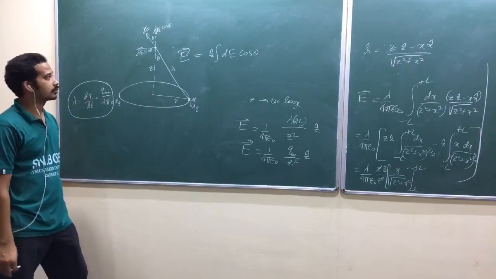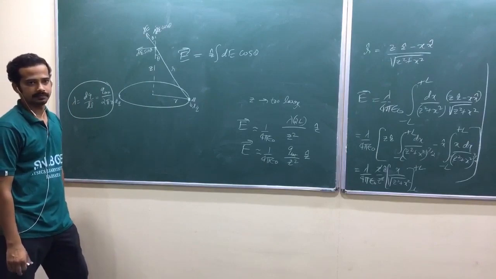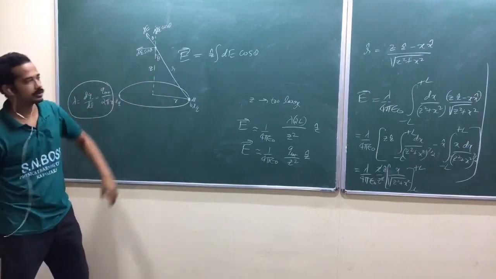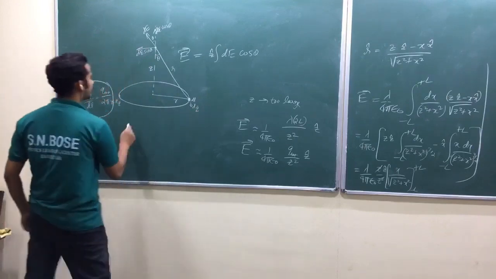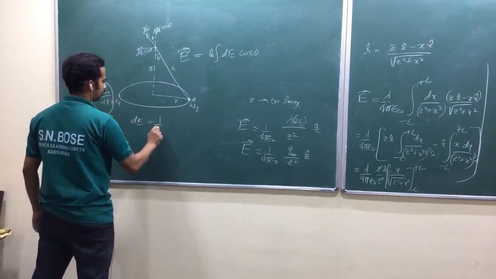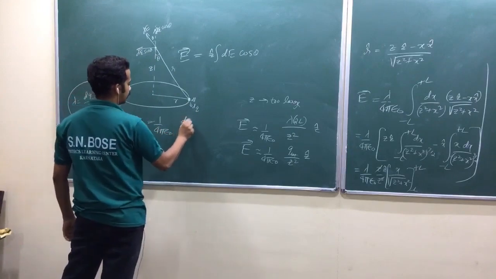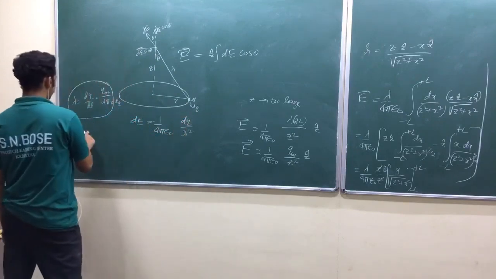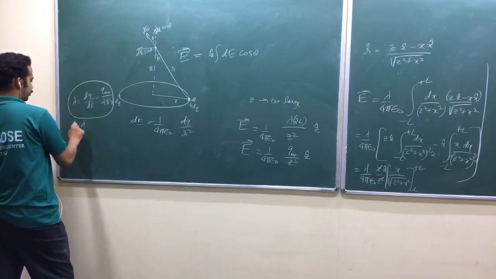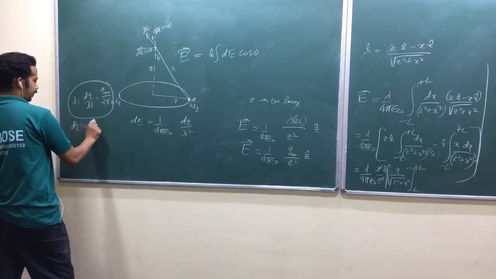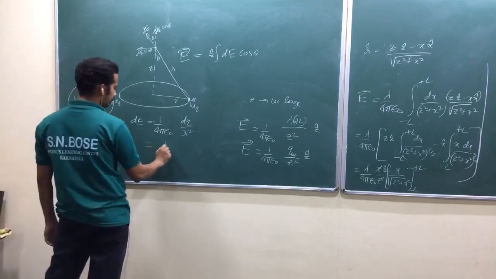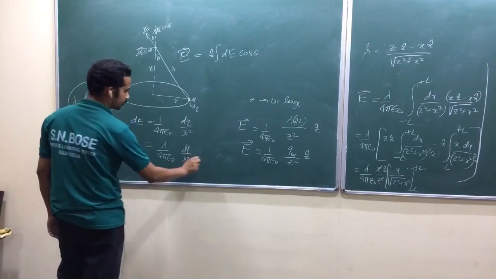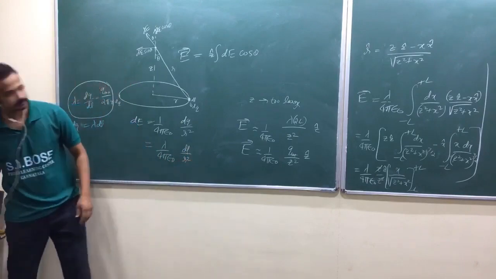And that theta is also constant. Look at here. Theta is also constant when you sweep this one. So what is dE now? 1 by 4 pi epsilon naught dq divided by italic r square. What is dq? Lambda dl. Am I right? dq is equal to lambda dl. That's equal to lambda by 4 pi epsilon naught dl by r square. Just substitute that one.